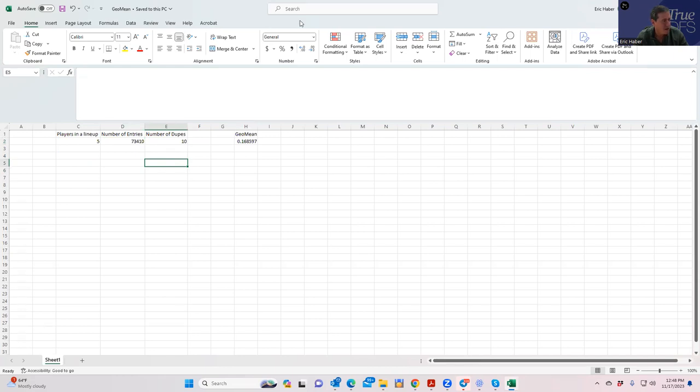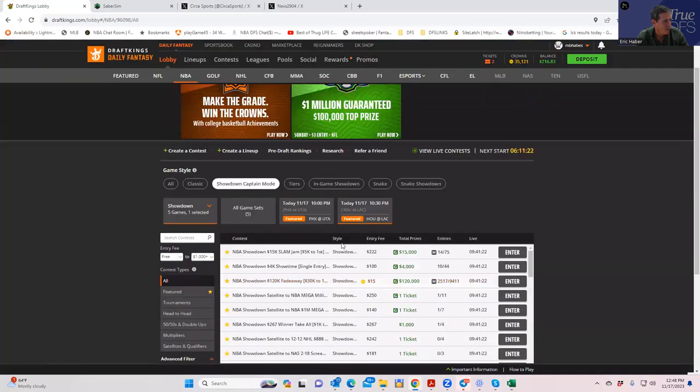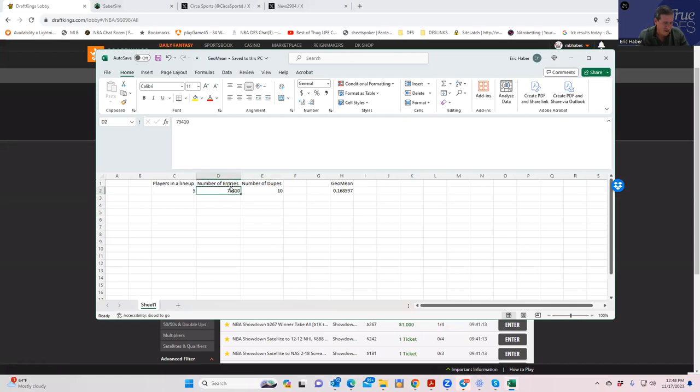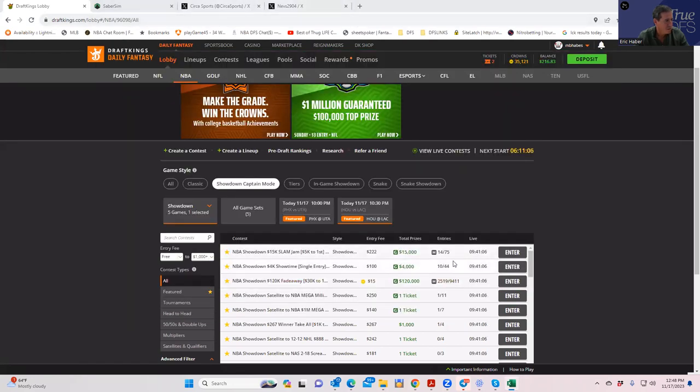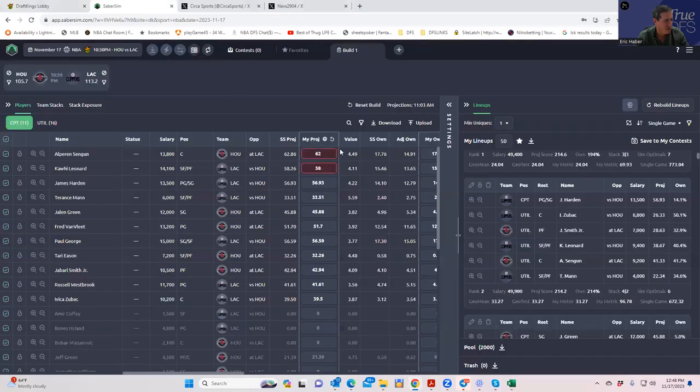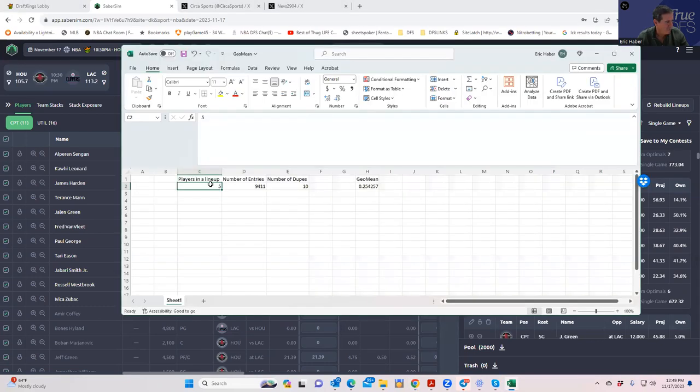So in this particular contest, we're going to fill that in. There are 9,411 people in it. And how many players are in a showdown lineup? It would be six, right? So six players in the lineup. And let's say we only want to have like one dupe, so you're clicking one.